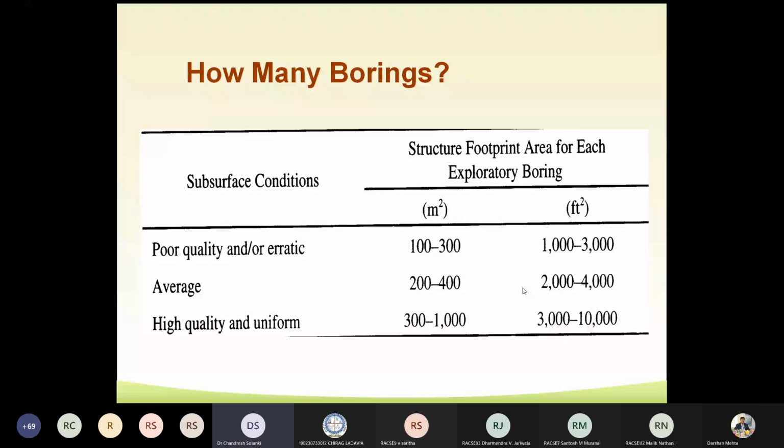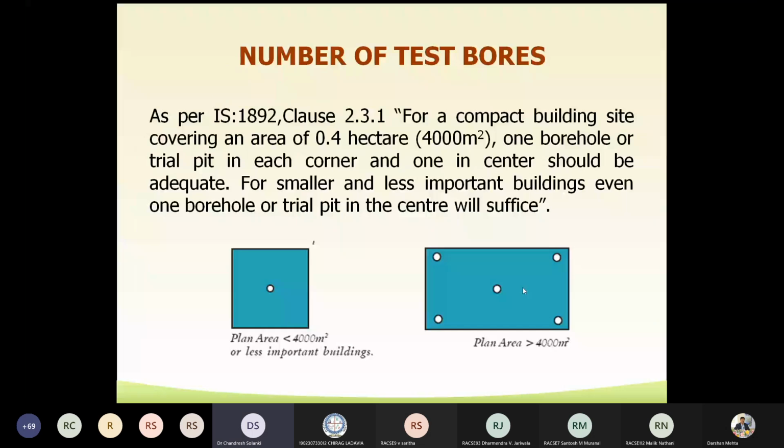What the Indian Standard Code suggests, as per IS 1892, clause 2.3.1, is that for a compact building site covering an area of 0.4 hectares, that is approximately 4,000 square meters, one borehole or trial pit in each corner and one in the center should be adequate. For smaller and less important buildings, even one borehole or trial pit in the center will suffice.